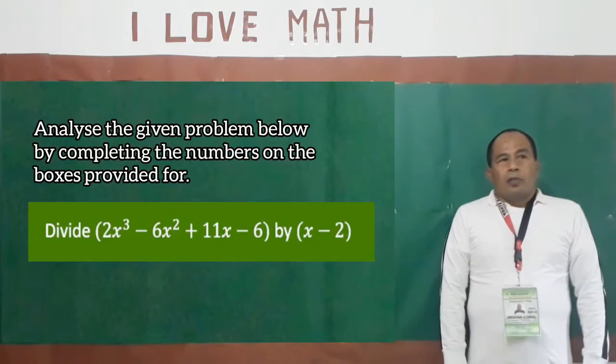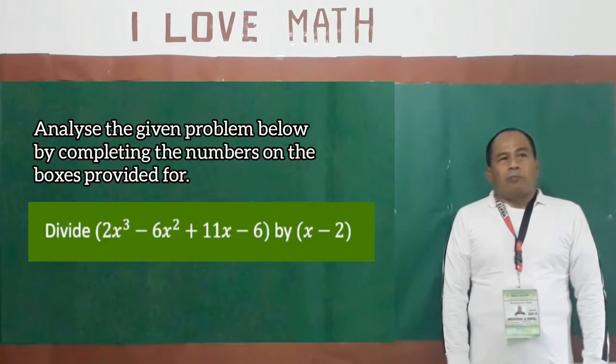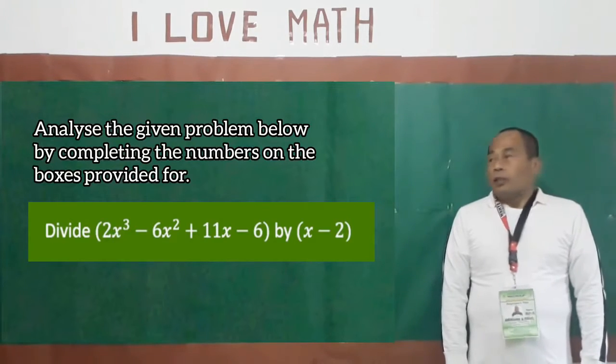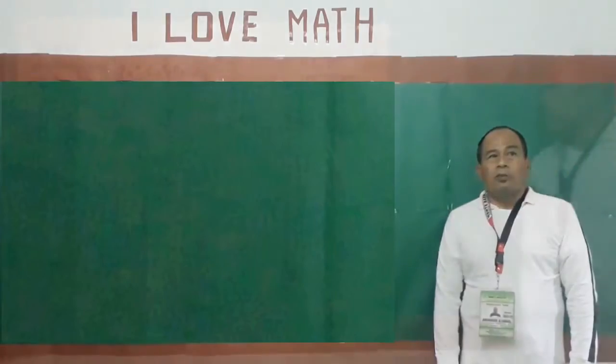Divide 2x cubed minus 6x squared plus 11x minus 6 by x minus 2. Now let us show the solution.